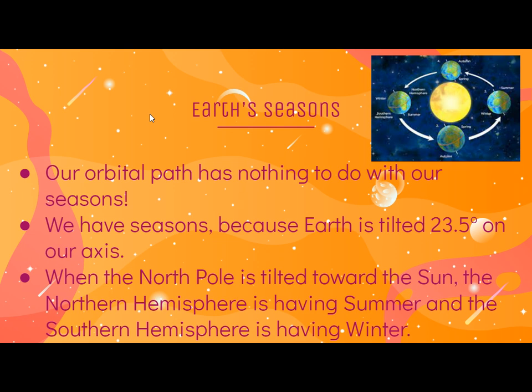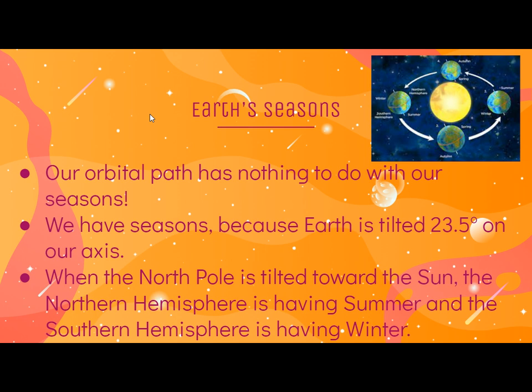If we were going, you know, like this, we're at 23.5 degrees. So the reason that we have our seasons is when the North Pole is pointed toward the sun, we're having summer in the northern hemisphere. But, okay, you're gonna be the sun. Right now, the northern hemisphere is pointed toward the sun, right? We're getting most of Abby's rays right here. But down here, they're getting a little bit less. So the southern hemisphere is having winter.